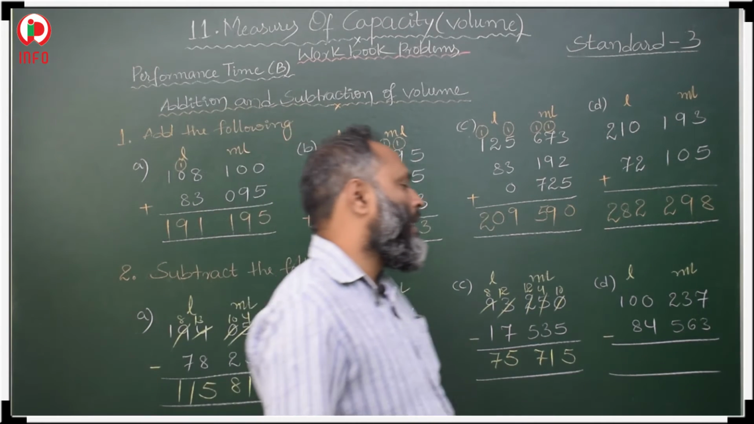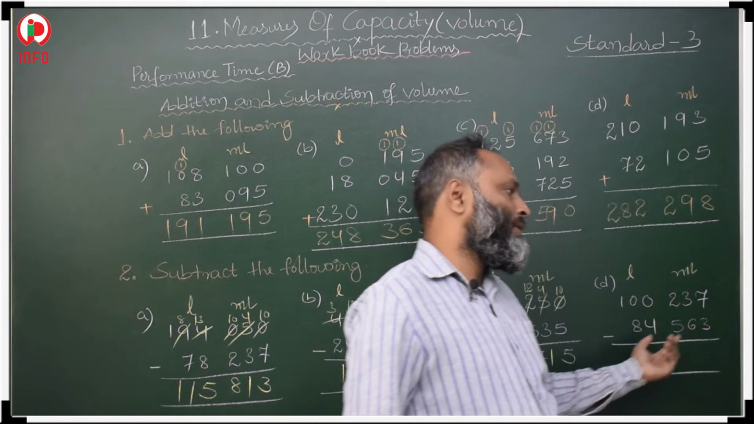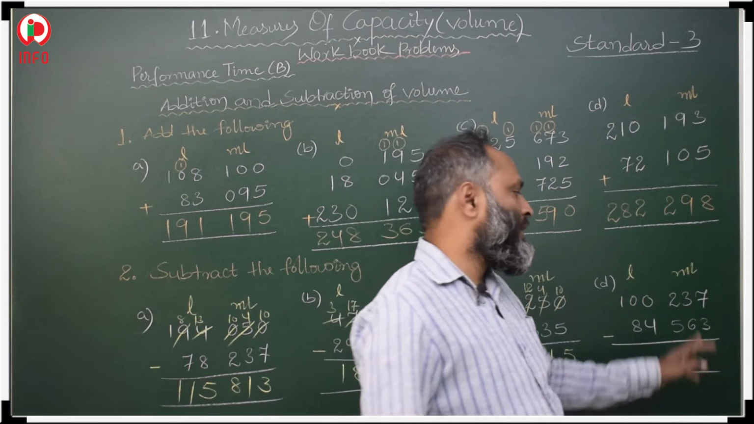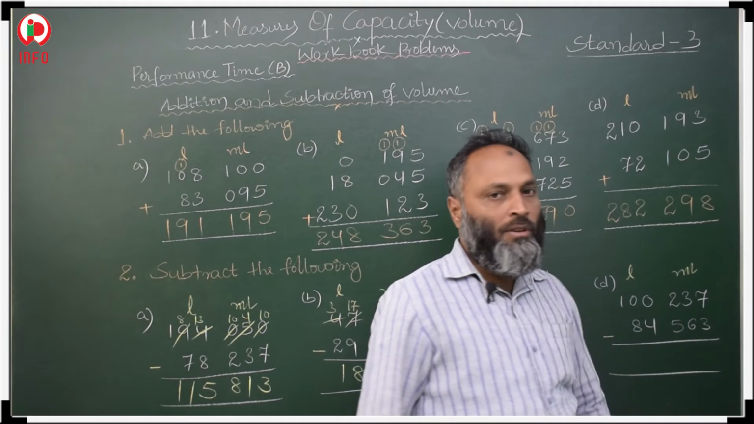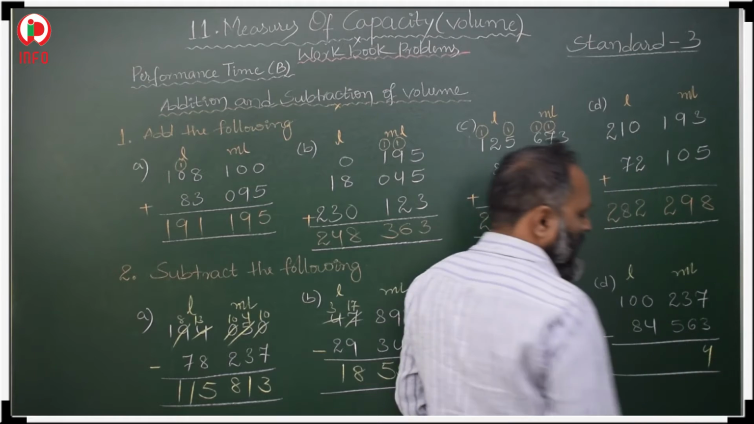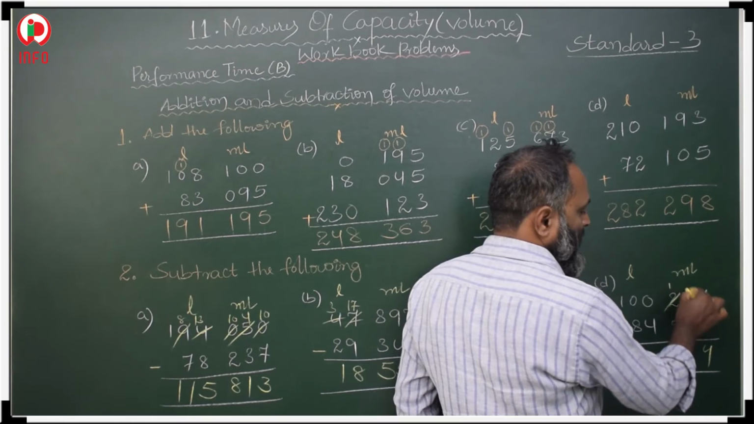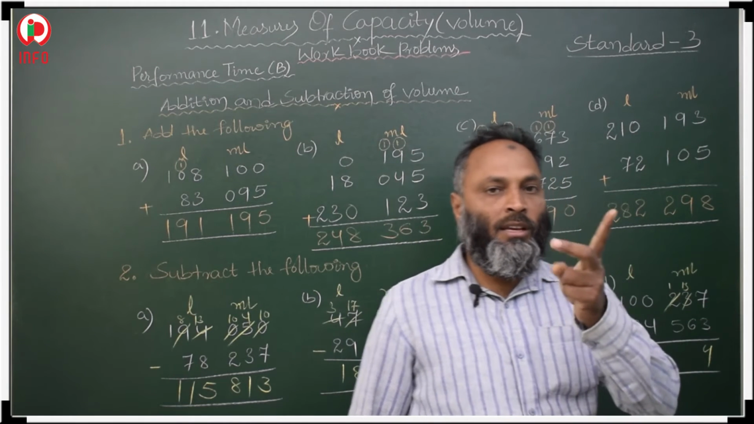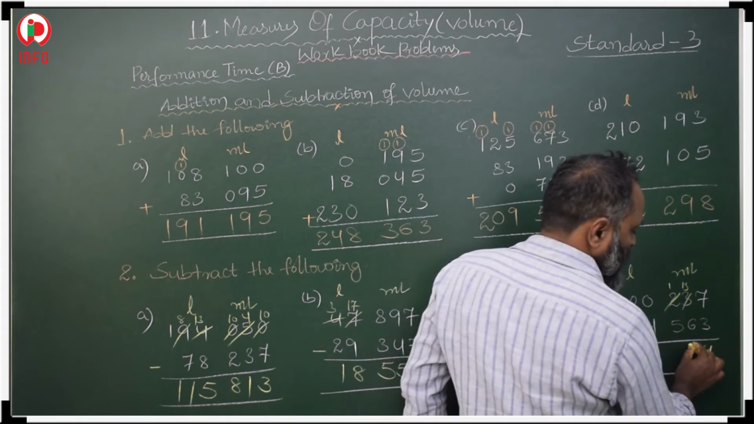Now the next one. Subtract from 100 liters, 237 milliliters, we should subtract 84 liters, 563 milliliters. Now subtract the extreme right digit, 7 minus 3. It means 3 to 7 we have to count: 4, 5, 6, 7. It is 4. 3 minus 6 we cannot subtract, take a borrow from the next digit. Here you will get 1, here you will get 13. 13 minus 6 means 6 to 13 we have to count: 7, 8, 9, 10, 11, 12, 13. It is 7. 13 minus 6 is 7.